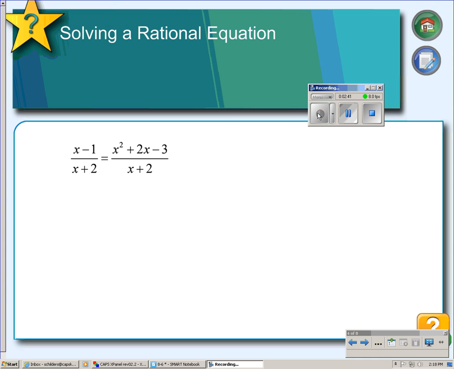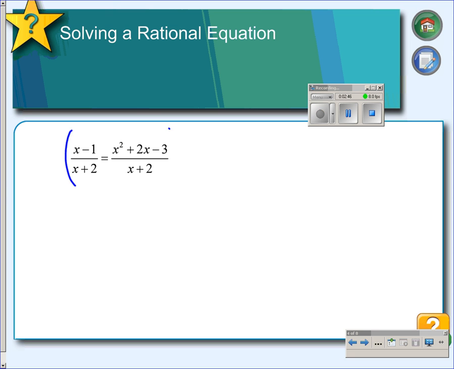In this problem, we already have a common denominator, which is x plus 2. So if we multiply all parts of this equation by x plus 2, when we multiply the first fraction, the x plus 2 cancels, and we just have x minus 1. And when we multiply the second fraction by x plus 2, the x plus 2 cancels again, and we have x squared plus 2x minus 3.